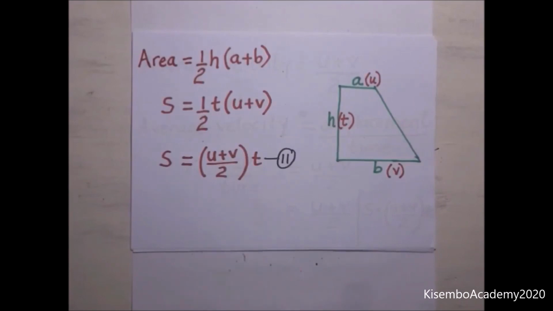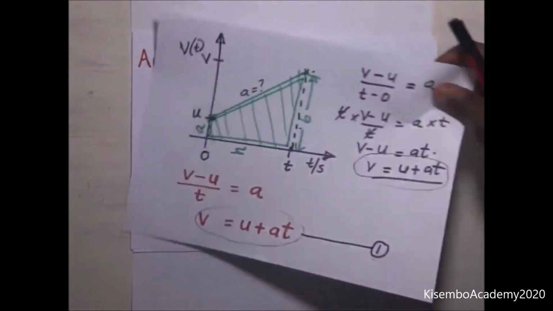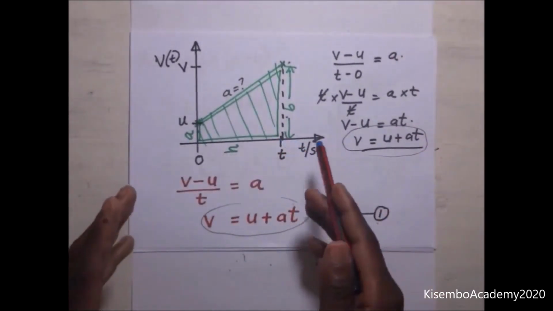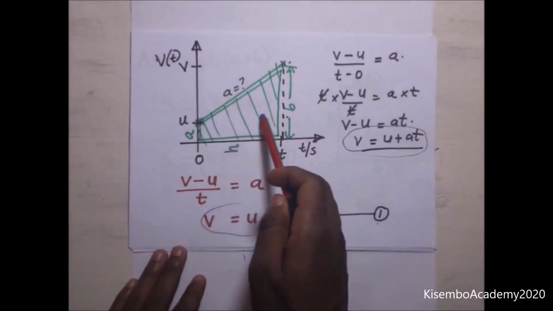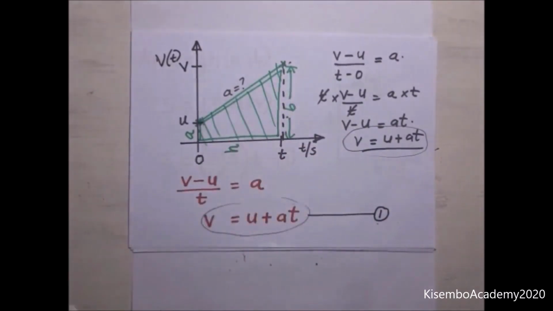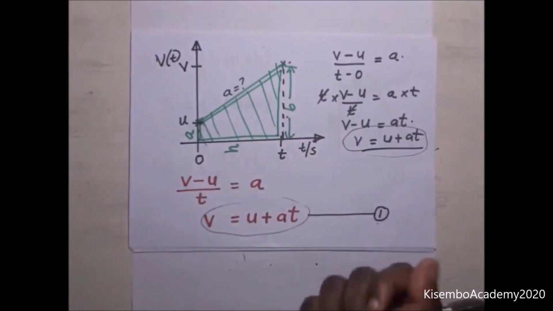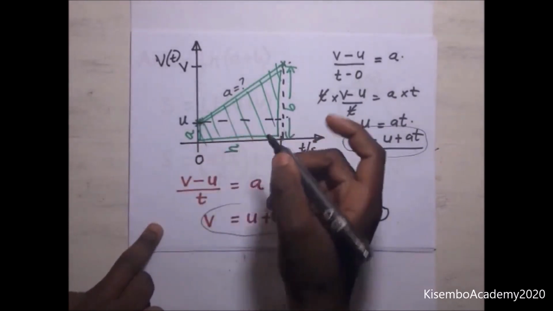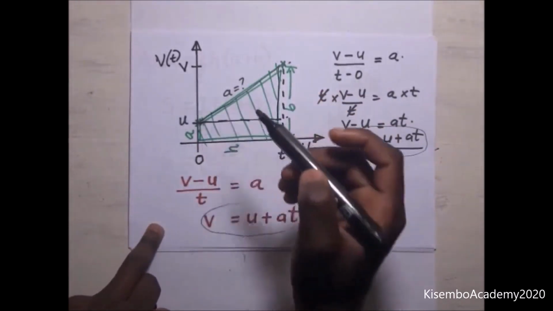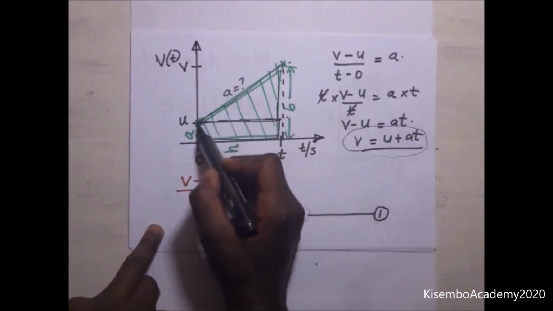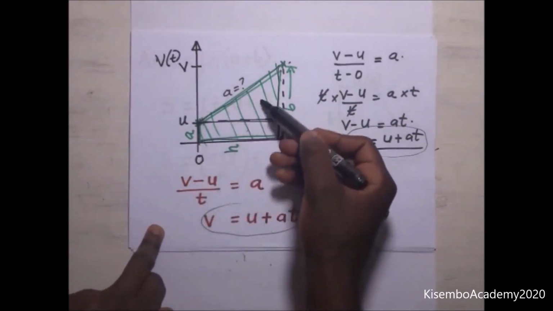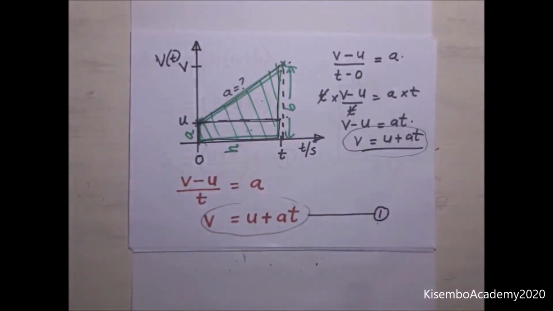And so we'll go ahead and derive our third equation of motion. For our third equation of motion, we are still going to consider this very graph. We are still going to try and find the area under this graph, but this time, instead of finding the area as a trapezium, we are going to divide this area into two. We get the area of this triangle, and we add that area to that rectangle. When we add the two areas, we get an expression that gives us the third equation of motion.